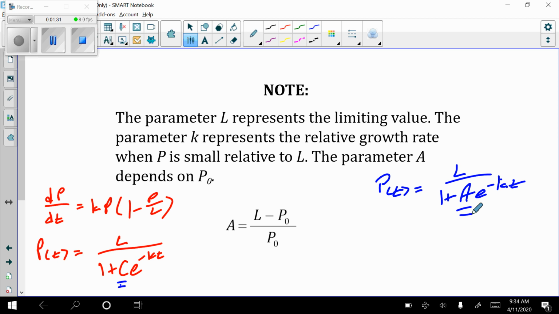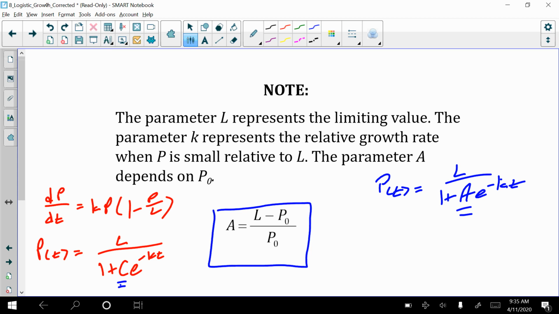And here it's explaining what each variable represents. The capital L is the limiting factor of the problem. K represents the constant of proportionality, if it's increasing or decreasing, and A in this case depends on the initial population P naught, and we find it by using that ratio there.